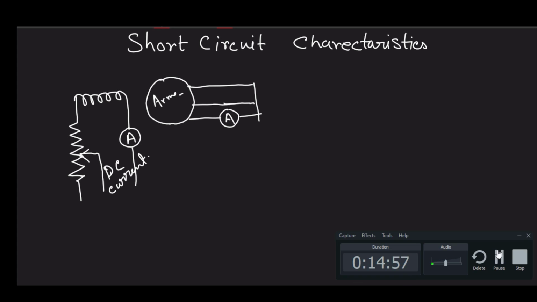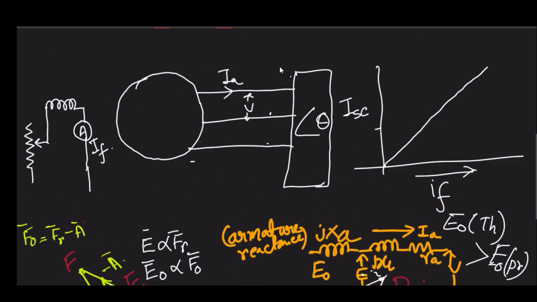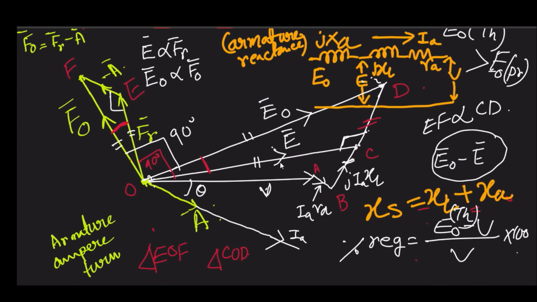So one more thing here that is very important, what I am trying to tell you about. We have discussed over design. Now, in this short circuit condition, your V is zero. And therefore, what would happen to our phasor diagram that we had here? What would happen here if we make V equal to zero? The whole thing will reduce to something like this.